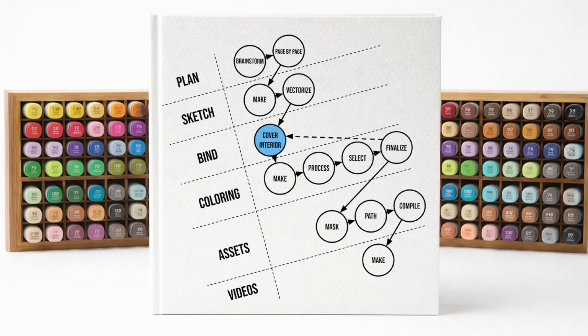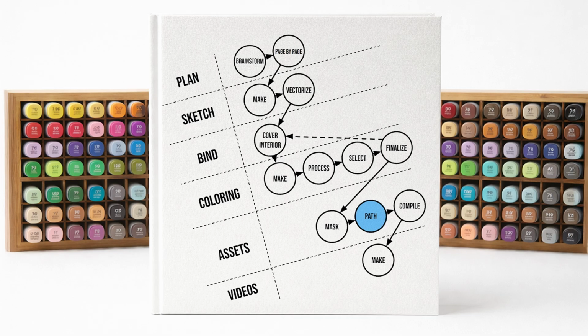At this point, sketches and coloring are complete. You could finalize the book here, but in this tutorial, we'll continue through assets and videos, so you can prepare a full-fledged asset pack for publishing and promotion. The purpose of the Assets page is to prepare everything needed so coloring can be animated over time.